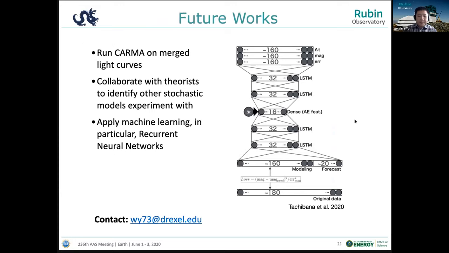Some other future works we're considering are listed here. In the direction of direct modeling, we include applying CARMA models and merging light curves. We would like to collaborate with Cirrus to identify and test other stochastic models that we can play with. Also, we want to apply machine learning, in particular recurrent neural networks, to see what insight state-of-the-art machine learning algorithms can bring to the table in terms of understanding AGN variability.